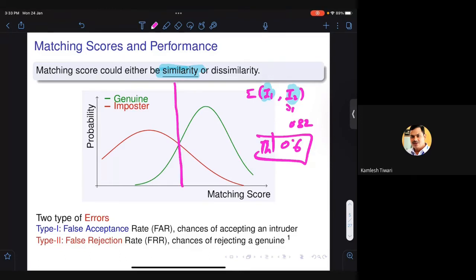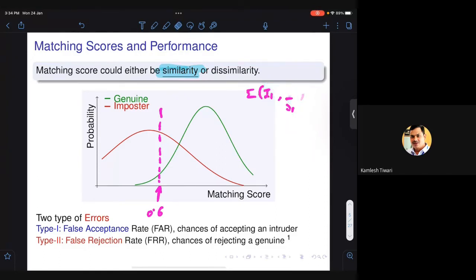For example, I should not draw here. So for example, if I use this particular threshold, because it is a score, at 0.6, anything greater than 0.6, I can say that they are being matched as the same person. Otherwise, they are different people. Makes sense? I have to utilize a threshold. You understand why I have to utilize a threshold.